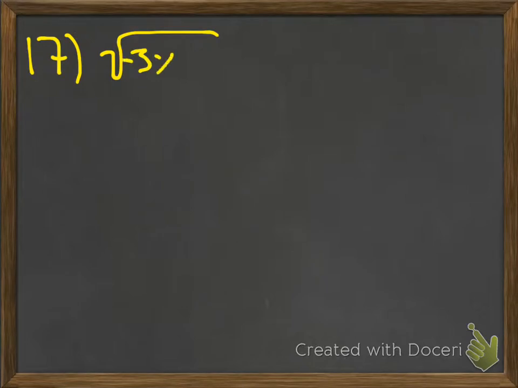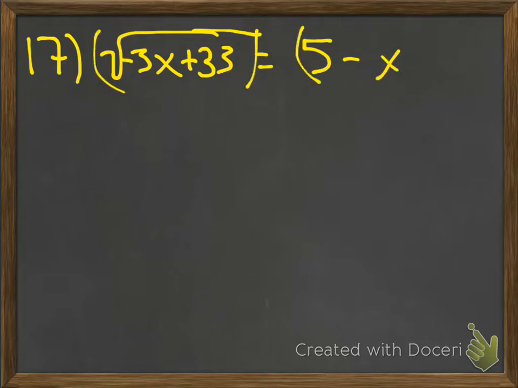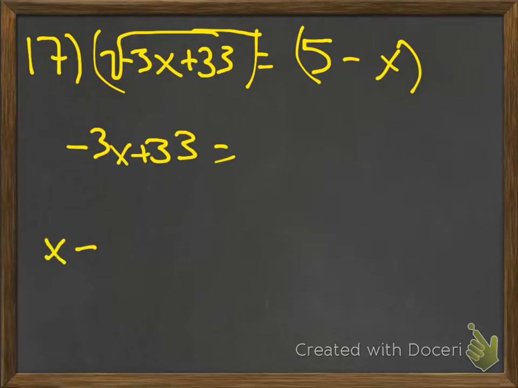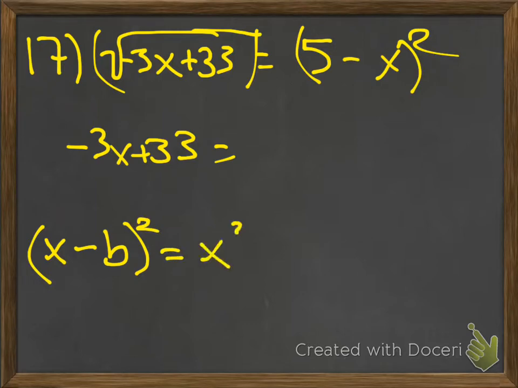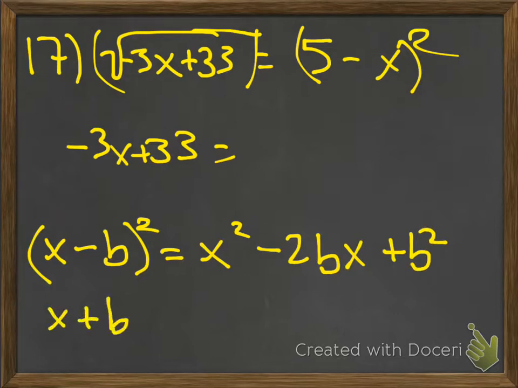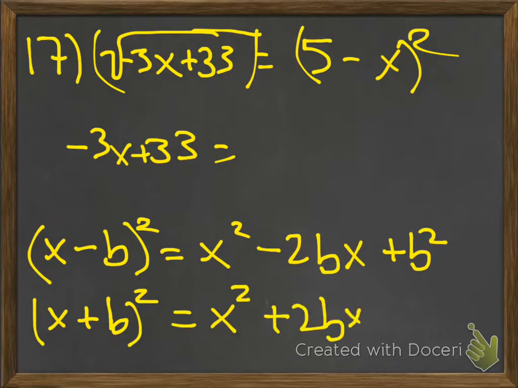Okay, and then on 17, you have this square root of negative 3x plus 33 equals 5 minus x. I'm going to do negative 3x plus 33. Anytime you see something like x minus 5 squared or x plus 5 squared, whatever, there are shortcuts for those. And you should make sure that you have those written down in your note card, because that makes it a little bit easier to do those.